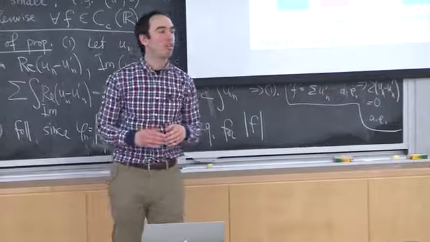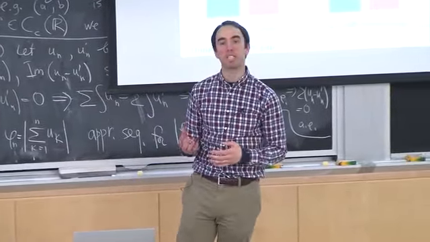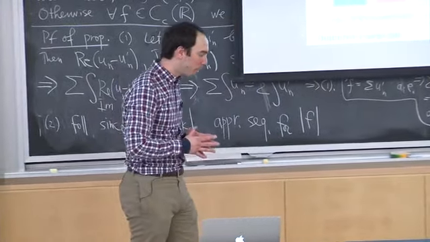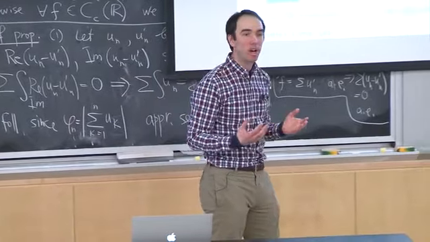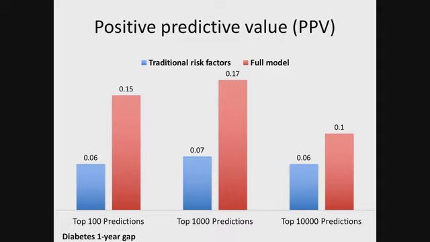I talked about how the criteria which we use to evaluate risk stratification models are a little bit different from the criteria used to evaluate diagnosis models. Here, I'll tell you one of the measures that we often use, and it's called positive predictive value. After you've learned your model, you look at the top 100 predictions, top 1,000 predictions, top 10,000 predictions, and see what fraction of those patients went on to actually develop type 2 diabetes. And of course, this is done using held-out data.